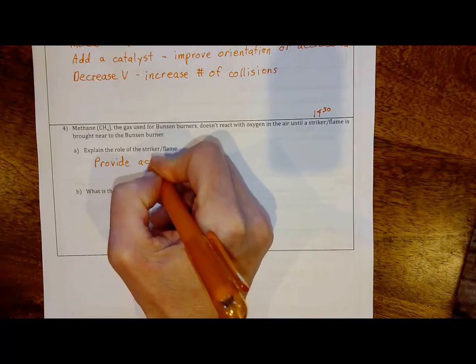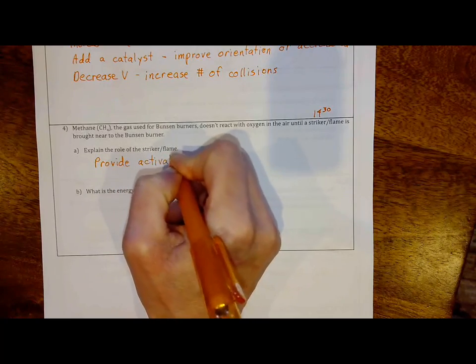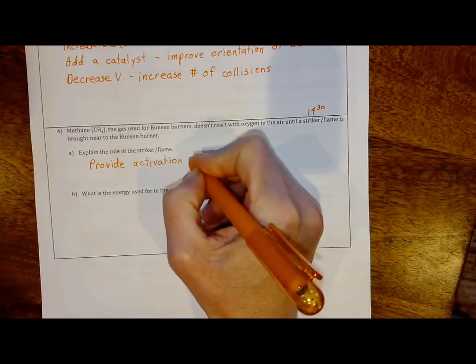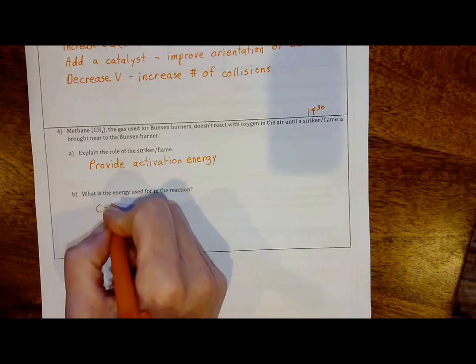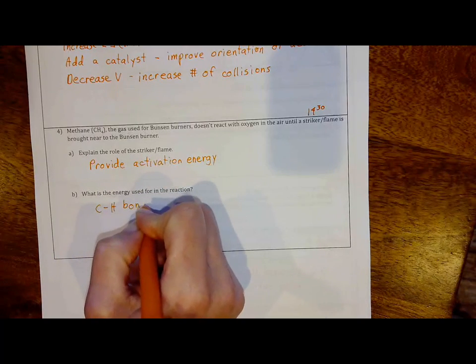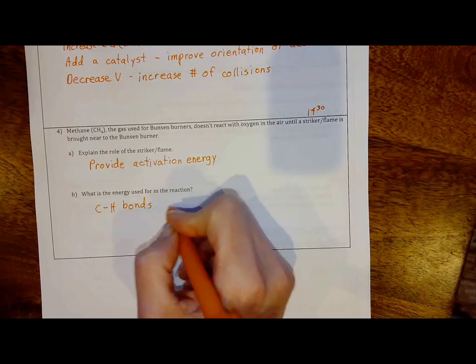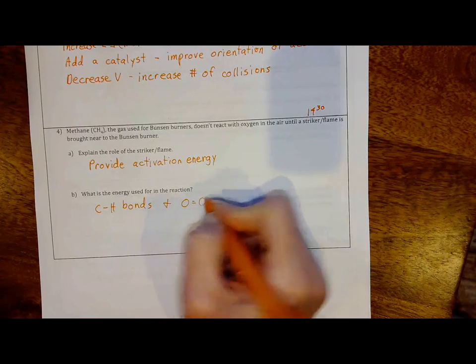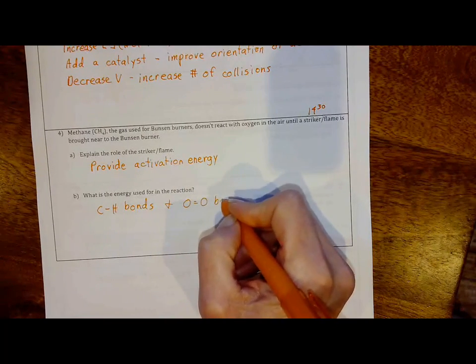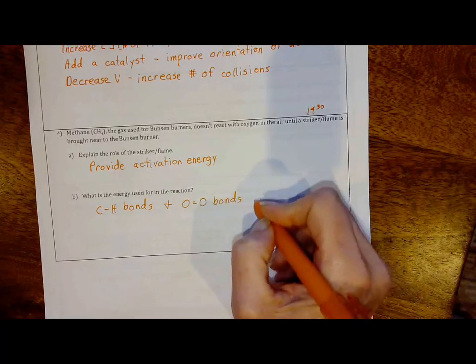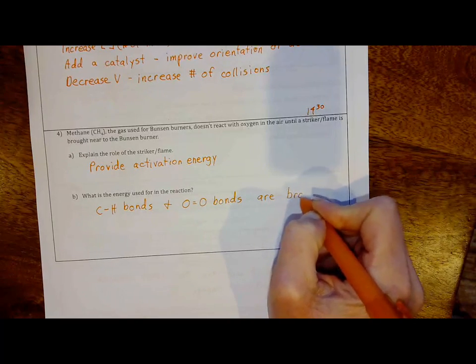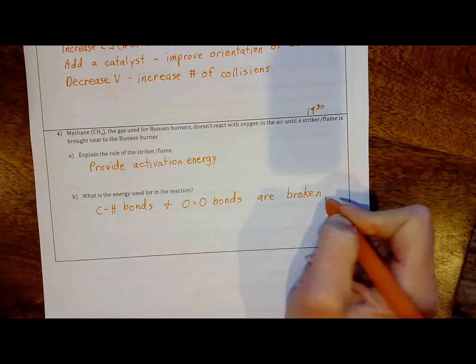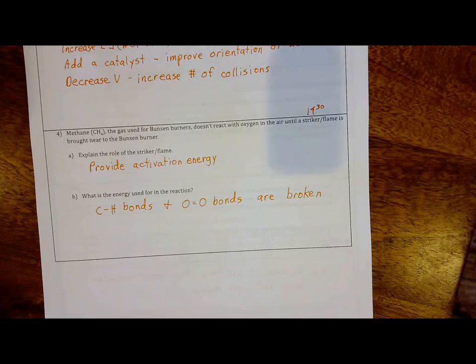And what is the role of activation energy? Well, in order for methane to react with oxygen, both the C to H bonds in methane and the oxygen to oxygen bonds in oxygen have to be broken before new bonds can be formed. And it requires energy to break those bonds. So the activation energy breaks those bonds so that forming the new bonds can release energy.